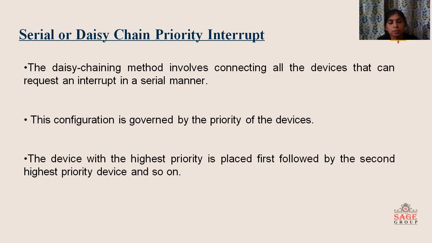This configuration is governed by the priority of the devices, and the device with the highest priority is placed first, followed by the second highest priority device, and so on in serial manner. That's why the name is given serial or daisy chaining priority interrupt. Both methods are involved here: priority as well as connection of devices in a serial order.